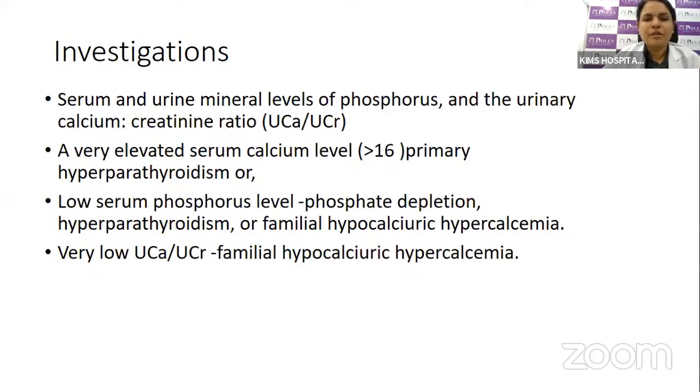Investigations in hypercalcemia would be focused to find the possible etiology. So serum and urine mineral levels of phosphorus. So if you have hyperparathyroidism, obviously the serum phosphorus levels will be decreased, whereas urinary phosphorus levels will be increased. Likewise, urinary calcium creatinine ratio, if it is suggestive of hypocalciuria or decreased urine calcium creatinine ratio, can explain hypercalcemia. Low serum phosphorus level is seen with phosphate depletion, hyperparathyroidism, or familial hypocalciuric hypercalcemia.